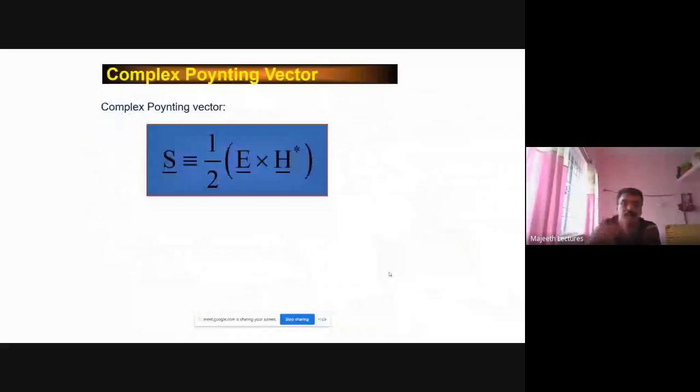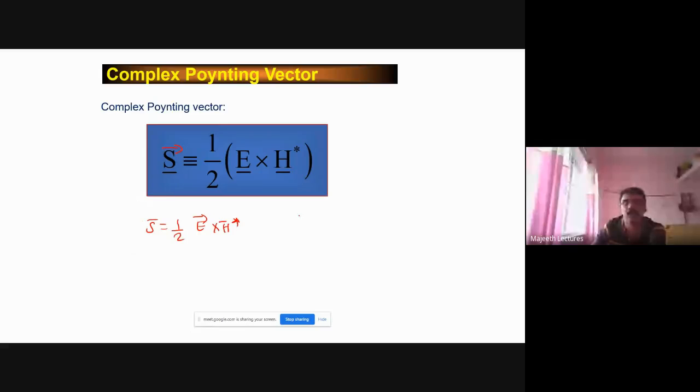Okay, so the next thing we have to remember is the complex Poynting vector. This is the S vector. S is equal to 1 by 2 E cross H star. This is what we call the complex Poynting vector, where the star denotes the complex conjugate.